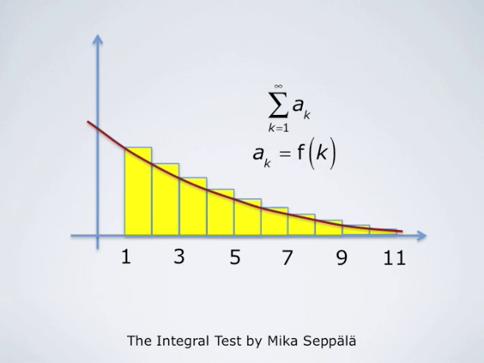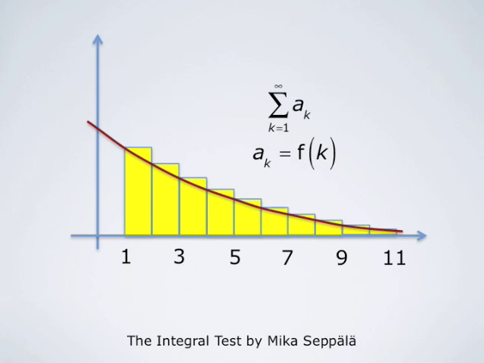The series summation k from 1 to infinity of ak can be estimated also from below by an improper integral under certain circumstances. Assume that these ak's are given by a positive decreasing function f, so that ak equals f at k. Interpret the series geometrically so that over the interval from 1 to 2, place a rectangle of height a1. Over the interval from 2 to 3, a rectangle of height a2, and so on. These are the yellow rectangles shown here in this picture.